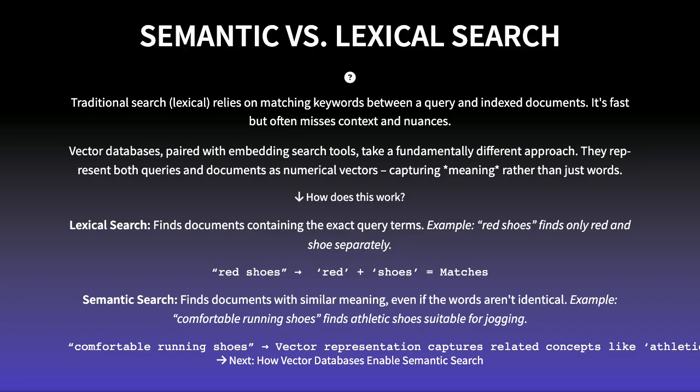Now, with vector databases and embedding search, we do things differently. Instead of matching words, we represent everything, your search terms and the documents themselves, as numbers, creating a vector. These vectors capture the underlying meaning. So, searching for comfortable running shoes might return different athletic shoes than just finding pages that contain the exact phrase red shoes. It's about understanding what you really want, not just what you typed.